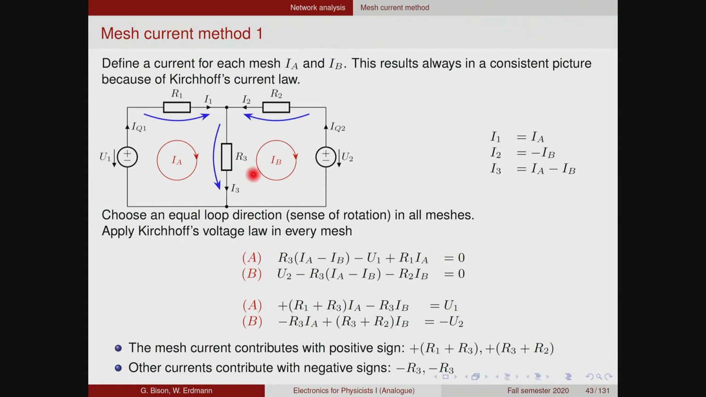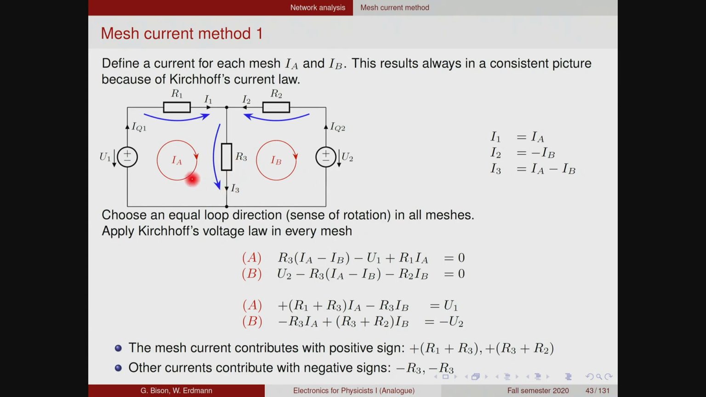And we have to define a sense of rotation for each mesh, and it has to be the same for the whole network. So for example, if we define this clockwise rotation here, then we see I1 is parallel to the sense of rotation, so it's positive. I2, this current arrow here, is anti-parallel to the sense of the rotation in this mesh, so it's counted negative.